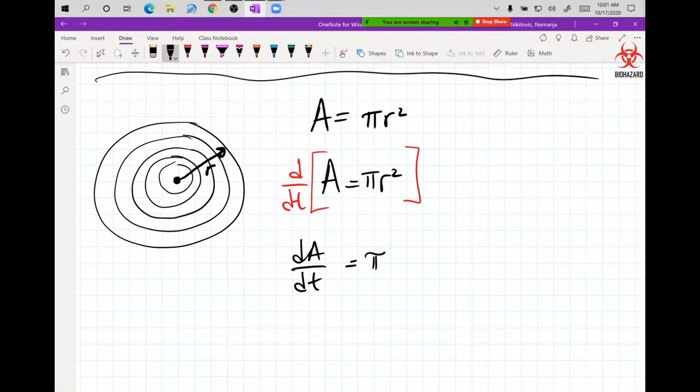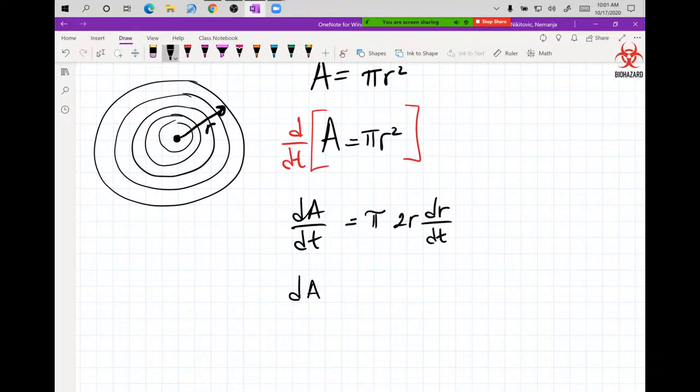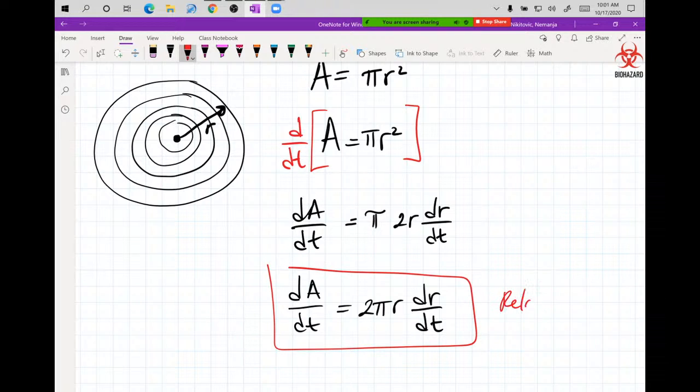Copy the constant pi. The derivative of r squared is 2r, and I have dr/dt, because again I'm now talking math only, right? I'm taking the derivative of r with respect to t. It is not the same variable, therefore there is a chain rule following. Now you have your related rates model. dA/dt is 2 pi r dr/dt. There we go. This is your related rates model.